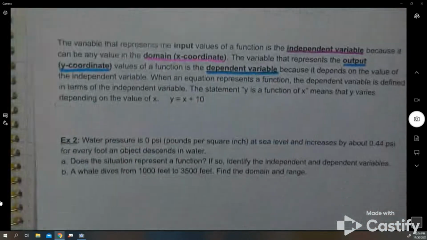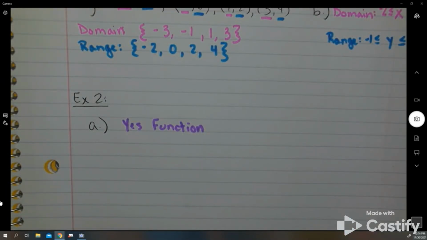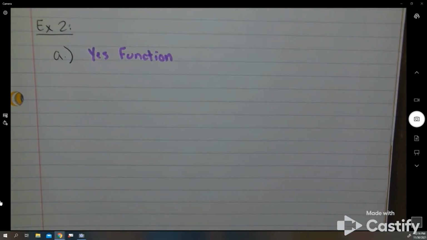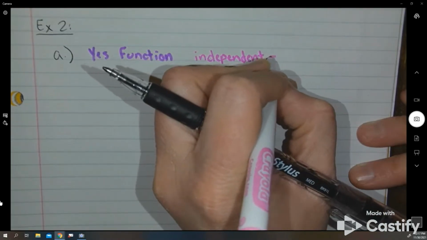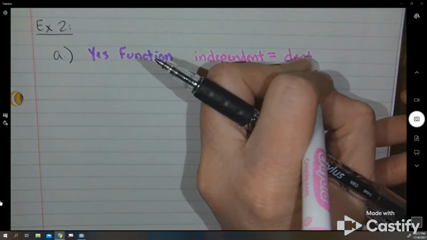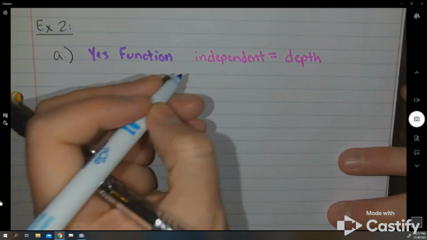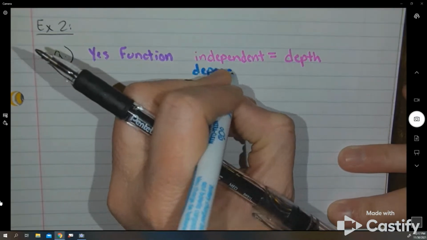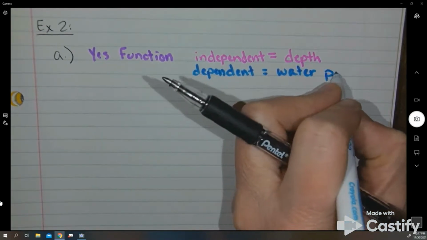And then the second part says, if it is, identify the independent and the dependent variables. So if we're swimming underwater, do we get to choose how far underwater we go? We do. So our independent variable would be the depth that we're going underneath the water. The thing we don't get to choose is, depending on how far we go under, that pressure changes, right? So the dependent variable would be the water pressure, because that's going to be determined based on how far you go underwater.